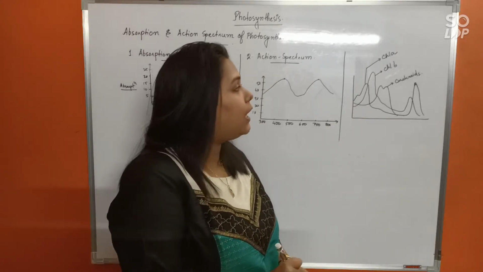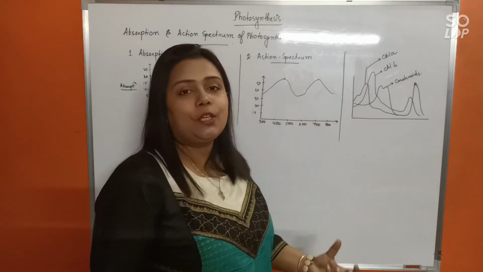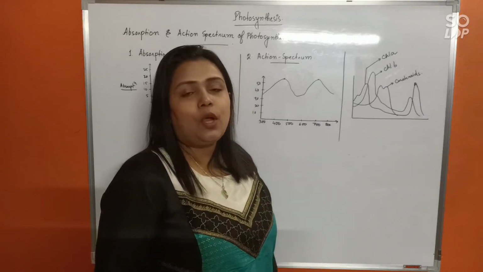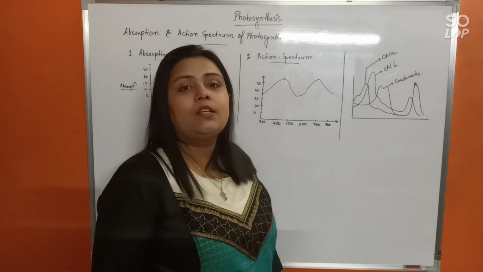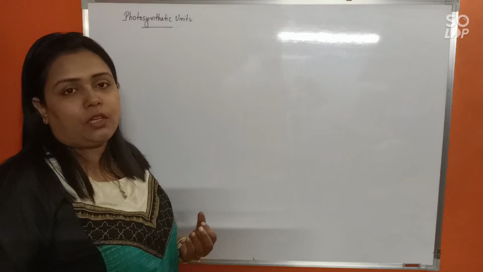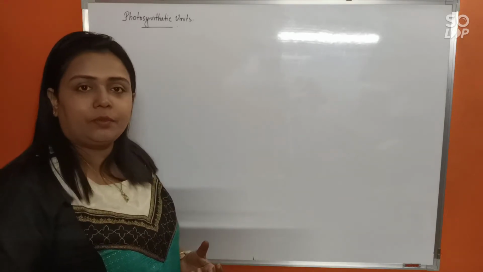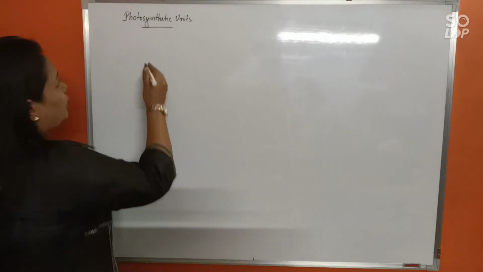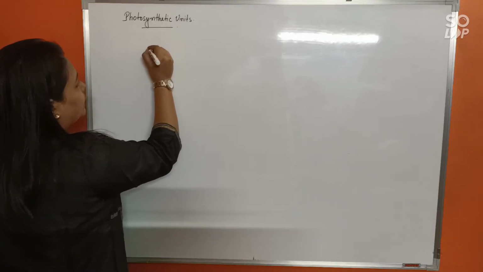Alright, so this is the comparative study of chlorophyll A, B and carotenoids, how much absorption they do in different wavelengths of visible light. So I hope all of you are clear about the action spectrum and absorption spectrum. So now see, photosynthetic units are a small group of photosynthetic pigments which together participate in the light reaction. Okay. Now photosynthetic units have a distinct structure like this.